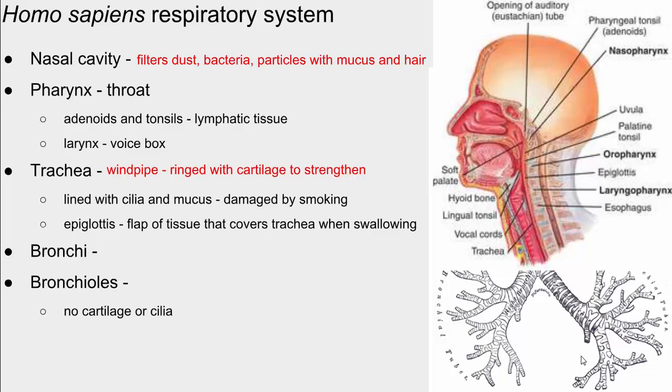You could also see that the trachea is in front of the esophagus. So two separate tubes. One carries food to the stomach, one carries air into the lungs. There's a flap of tissue that covers the trachea so that when we swallow food, when we drink something, it doesn't go into the trachea.